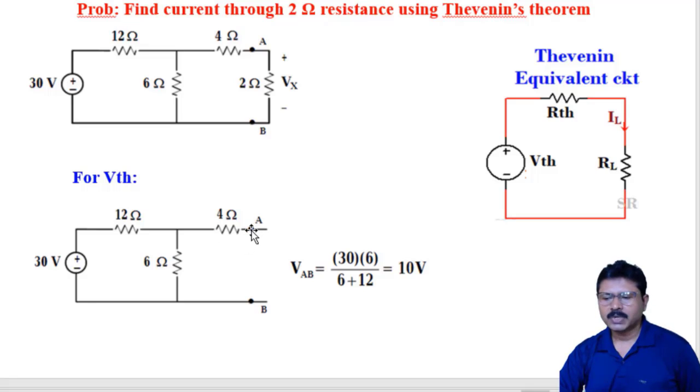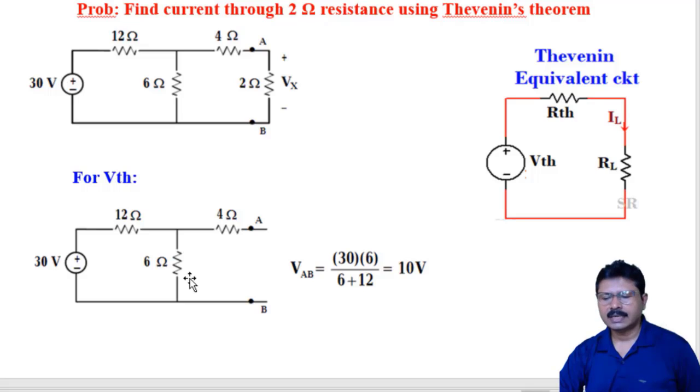Potential at this point is nothing but the potential at this point. Potential at this point is 6 ohm multiplied by the current flowing through this 6 ohm resistance. So 6 multiplied by the current. What is the current? Current is because of this 30 volt and the full circuit resistance. So current is 30 volt divided by 12 plus 6. So 30 divided by 12 plus 6 is the current flowing through the resistance 6 ohm.